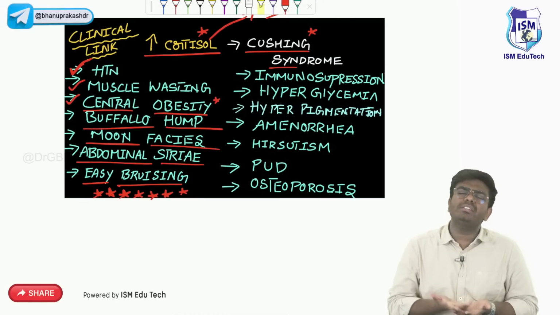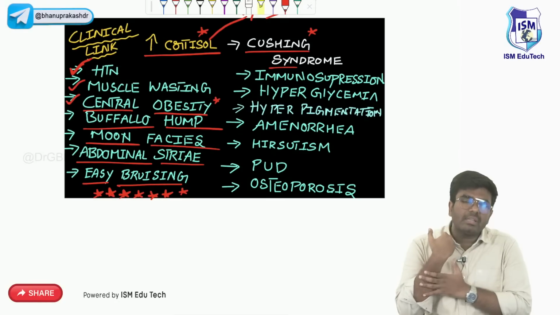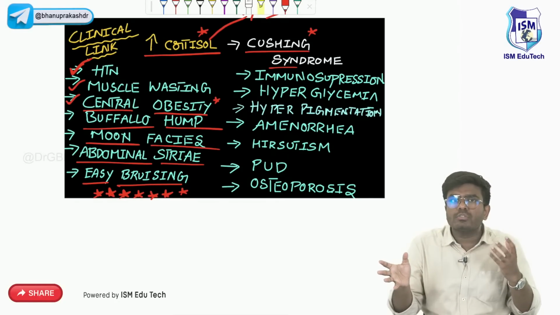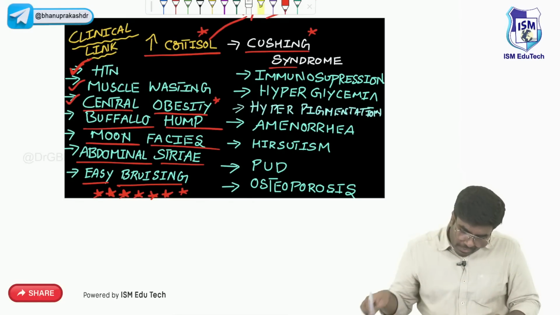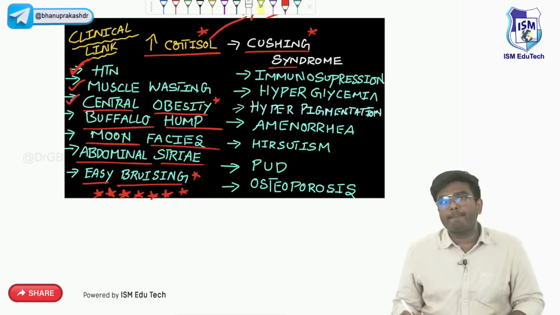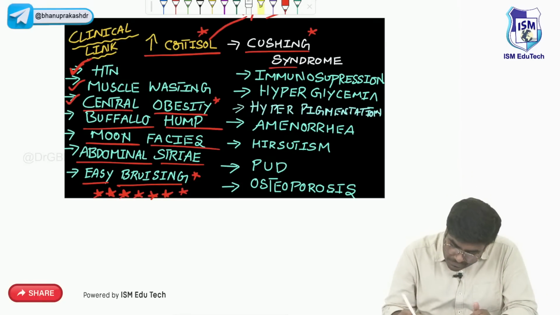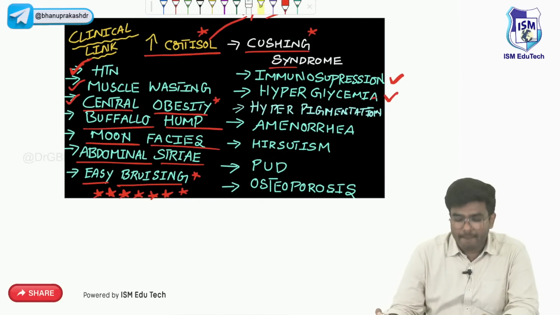Because of protein destruction, guys. Skin is made up of collagen. The blood vessels are made up of collagen. The blood vessels become more friable and are easily torn, so blood leaking, hemorrhage, is happening. So the patient has easy bruisability. And I have also taught you immunosuppression. Cortisol causes immunosuppression, and cortisol increases the blood glucose levels, causing hyperglycemia.